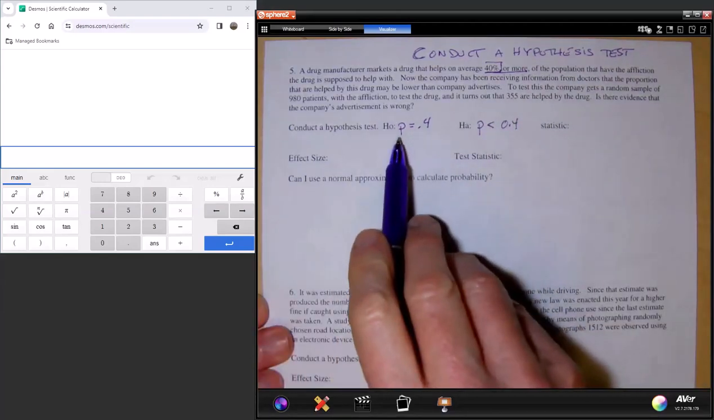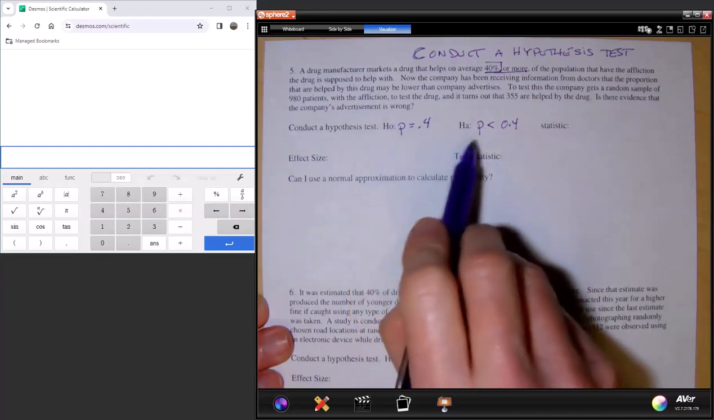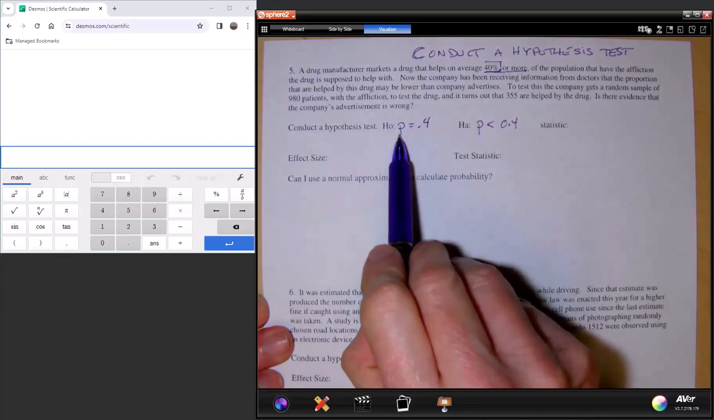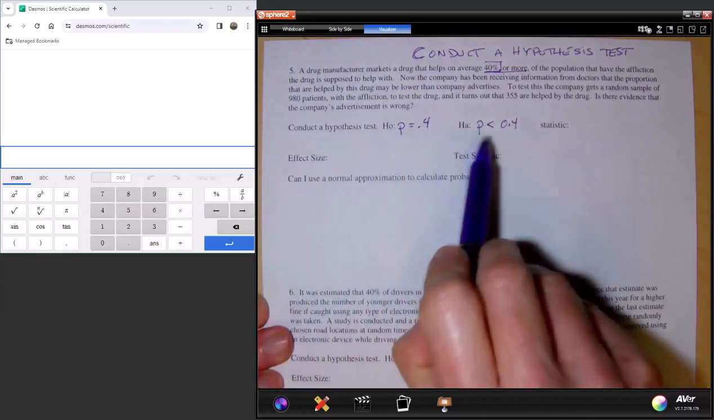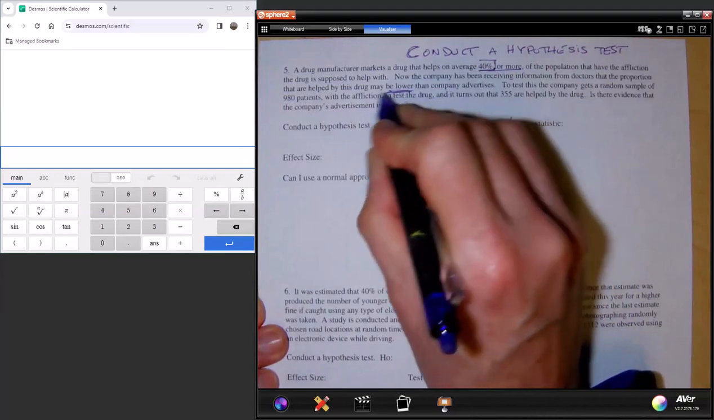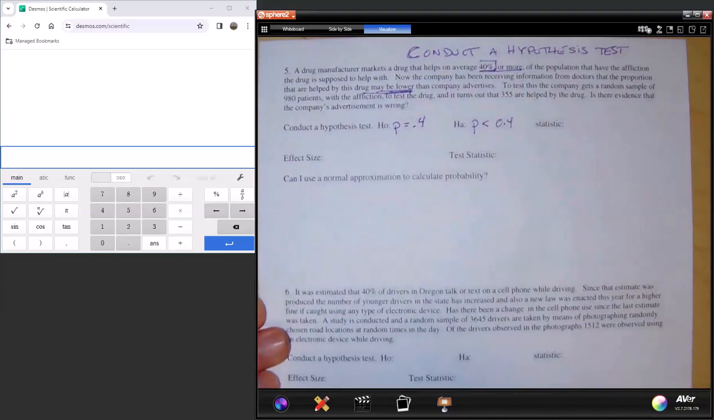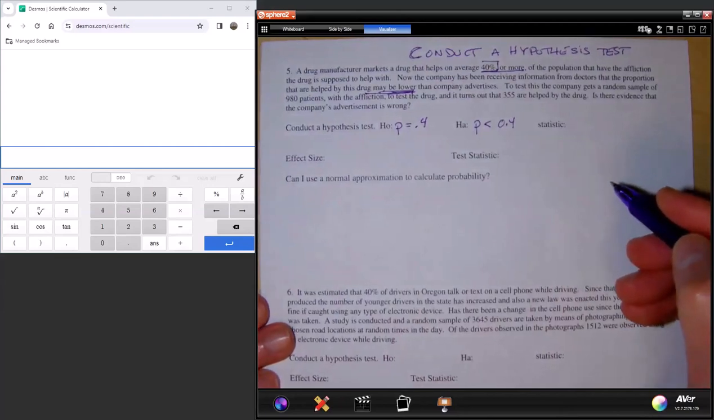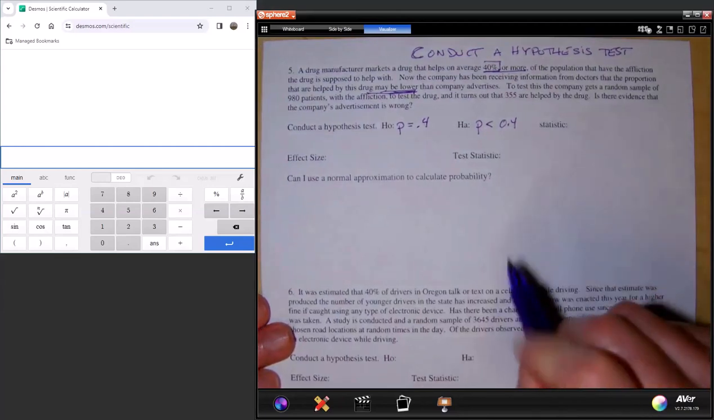Notice I'm using parameter symbols here, P. I'm making the parameter in the null hypothesis equal to 40%. And I'm using the less than because what we're wondering about is the lower part. Greater than, we don't care. If it helps more people, that's fantastic. That's not a problem. Lower is a problem.